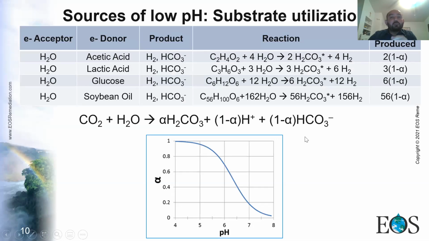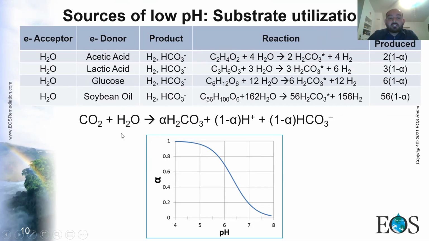The third cause of low pH is substrate utilization. As we saw before, bacteria need a substrate, basically food, to perform this process. But we also need to consider that besides hydrogen being generated, all these fermentable products will generate, through their consumption, some amount of carbonic acid or carbon dioxide.